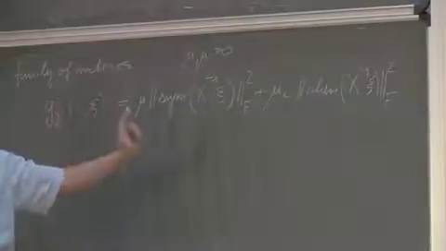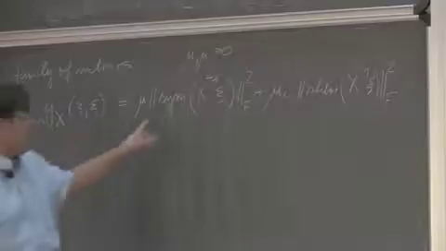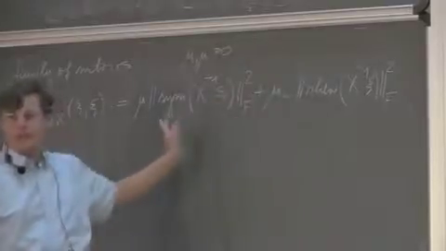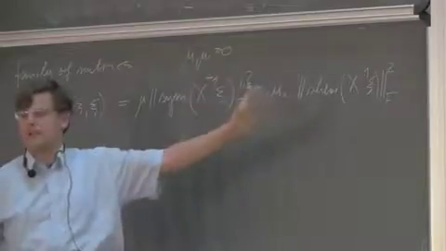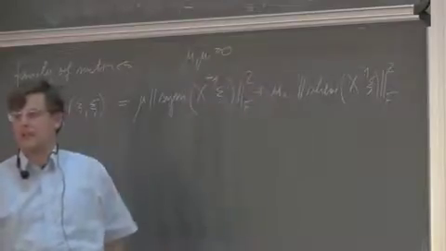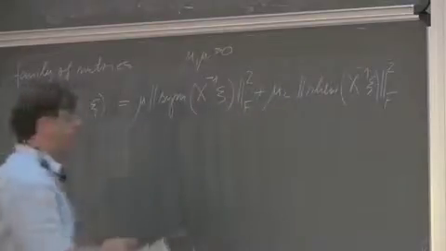There is no trace term because SL3 has something to do with the determinant. Determinant is 1. That alone wouldn't be a metric. You control the symmetric part and the skew-symmetric part, but the trace part could be missing. But for SL3 this is enough. This is a metric on SL3.